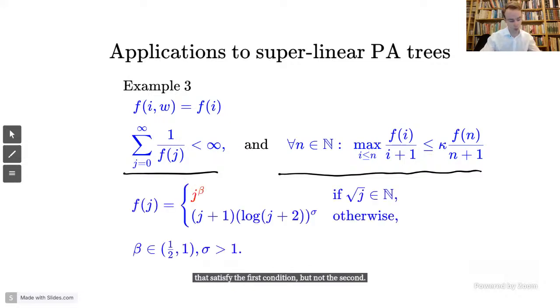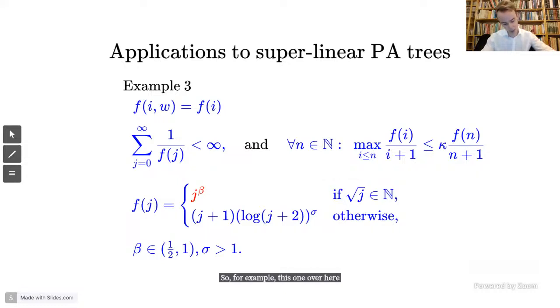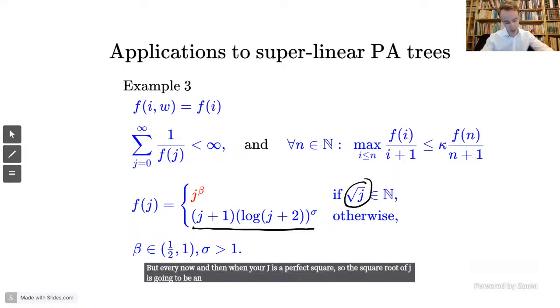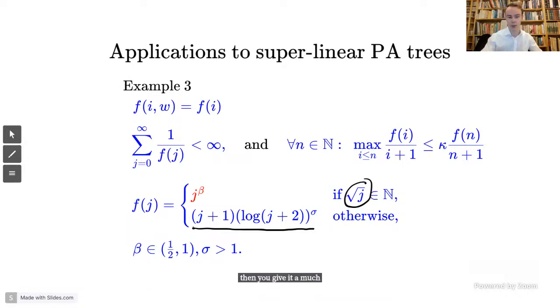So for example, this one over here. You essentially always have a rate that grows much faster than linear, but every now and then, when your j is a perfect square, so j squared, the square root of j is going to be an integer, then you give it a much, much smaller value. So say j to the beta. So every now and then, an individual needs to wait much longer to give birth to the next child.